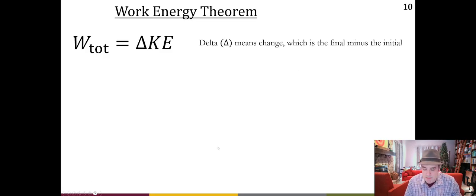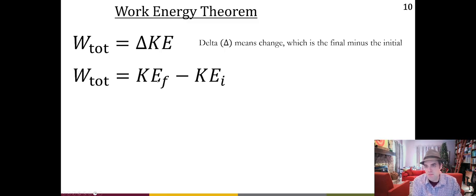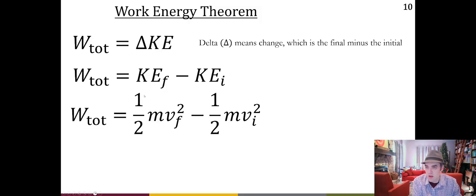So this is a concept I've been saying a lot, but we actually have an equation for it. So the work done on an object equals the change in kinetic energy of that object. And this is what's called the work energy theorem. This delta symbol here just means change, which is the final minus initial. So I'm going to plug that in. So the kinetic energy final minus the kinetic energy initial. Now we have an equation for the kinetic energy, so we can plug that in as well. So the total work is equal to 1/2 mv final squared minus 1/2 mv initial squared.